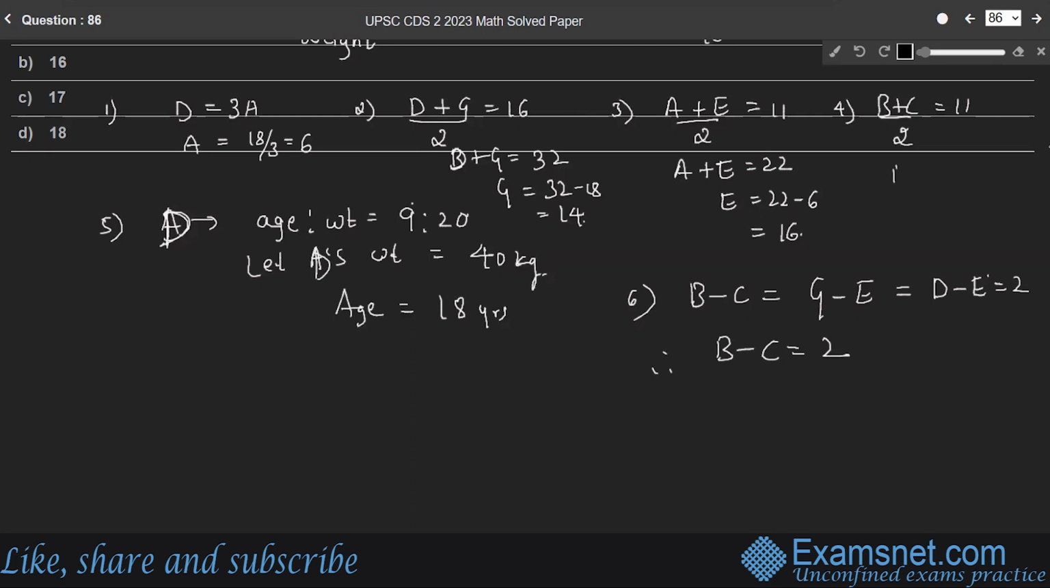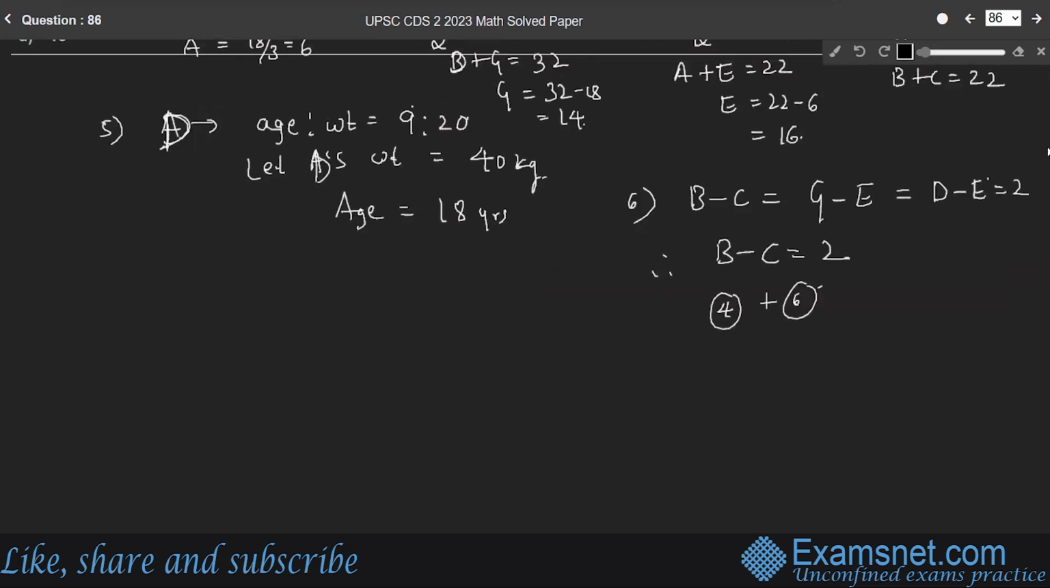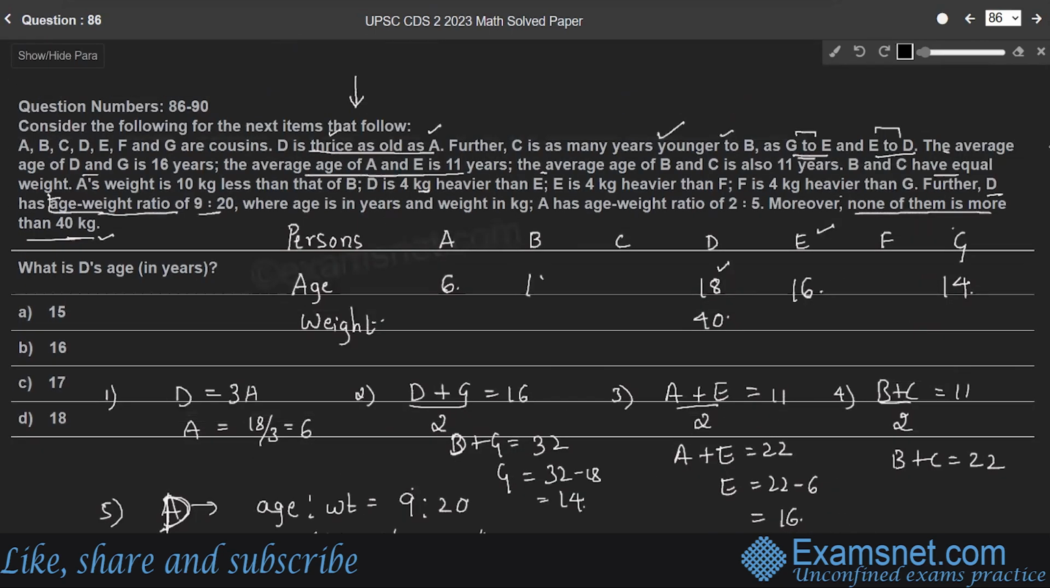From point number 4, B plus C is equal to 22. We'll solve these, right? So we add 4 and 6. If you add, 2B, and C and minus C will get cancelled. So 2B is 24, B becomes 12, right? So age of B is 12 years. It is given that C is as many years younger to B. That means the age difference between B and C is 2 years. C is younger to B, therefore C is 10 years old, right? 10 years old.